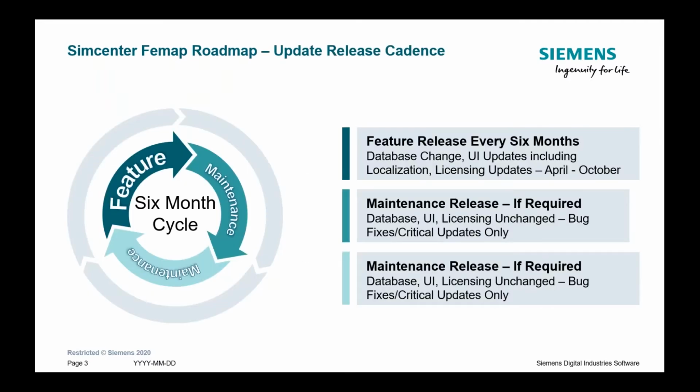Just so everybody knows, if you haven't been on one of these in a little while, we've moved to a 6-month release cycle. When we switched to a yearly numbering scheme, the first one of which was 2019.1, we actually went to a 6-month release cycle instead of a yearly release cycle. So essentially what you're going to see every 6 months is a feature release, and then hopefully a maintenance release if required.